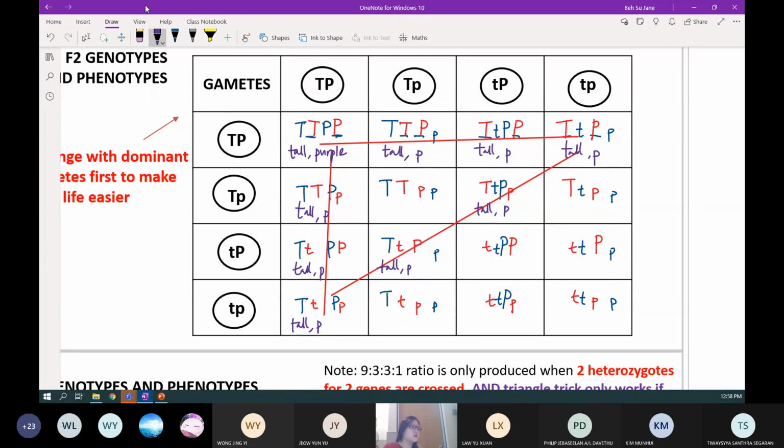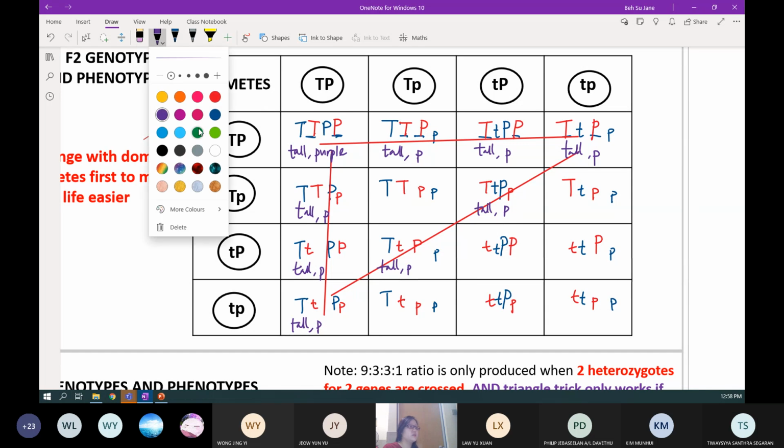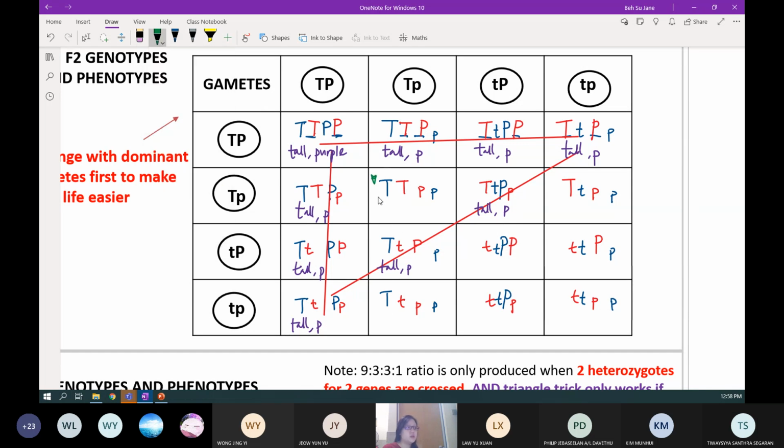Alright, the next triangle, I'm going to use a different color now, is here. It's actually more like three points: here, here, and here. These three cells, the triangle, have the tall, dominant phenotype, but two small p's. So this is tall and white. Tall plant, white flowers. Yay.